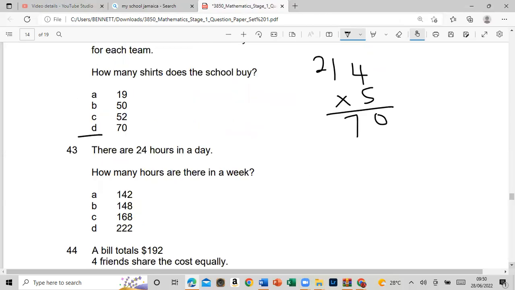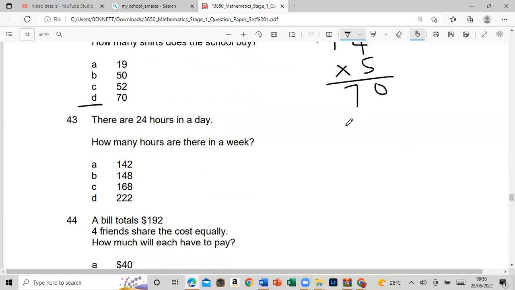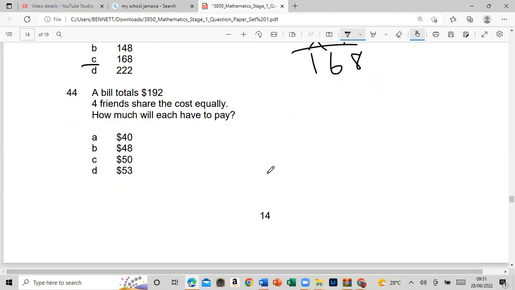There are 24 hours in a day. How many hours are there in a week? So you have 7 days. So it will be 24 times 7. So 7 fours are 28. So there are 168 hours in a week.